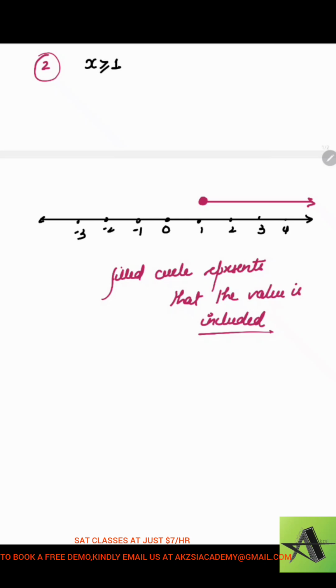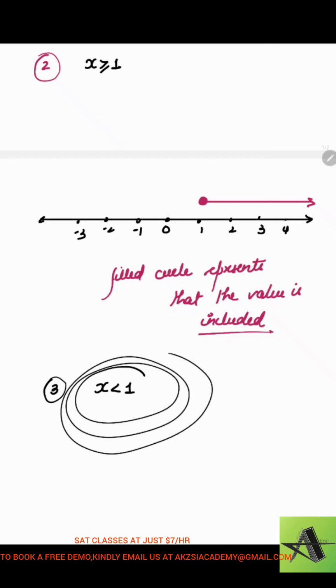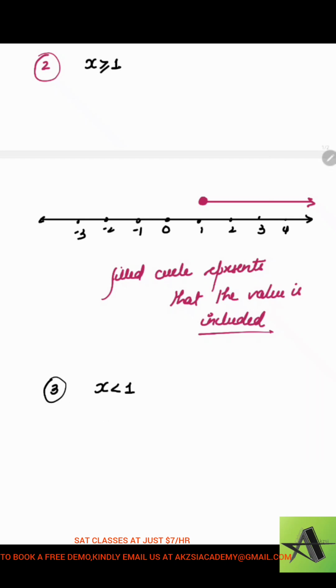Now similarly, suppose in place of greater than, it would be lesser than 1, that means x less than 1. Then it's exactly the same. The only difference here is your arrow will be towards the left side, because this signifies that x can take up any value lesser than 1. So lesser than 1 are all the values that are on the left side of 1.